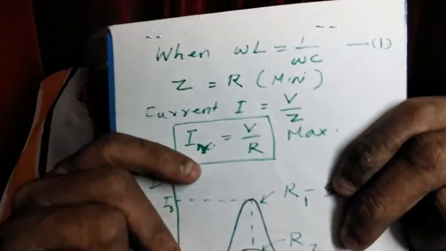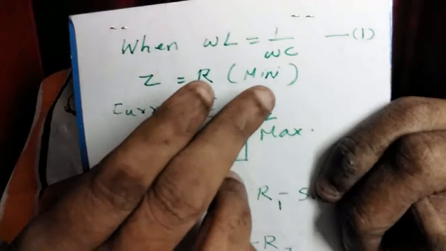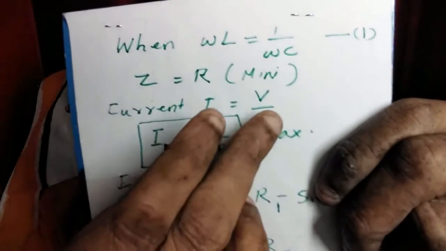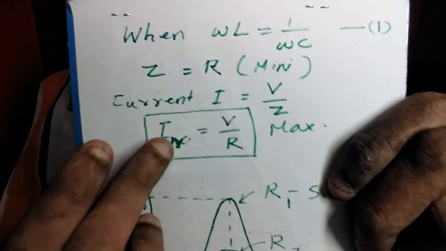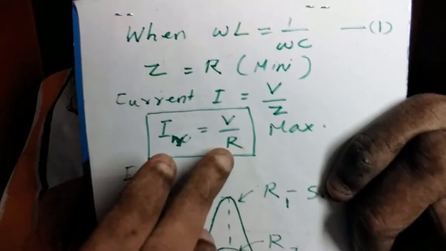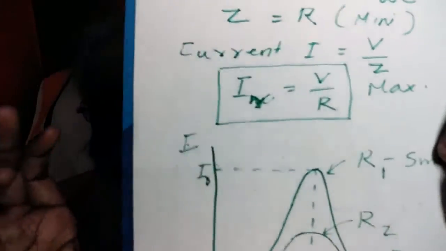So now the current in the circuit, these are all RMS values. So current in the circuit I equals V by Z. Now at resonance Z equals R. So I_R equals V by R. This is the maximum current in the circuit. Now this phenomenon is referred to as resonance.